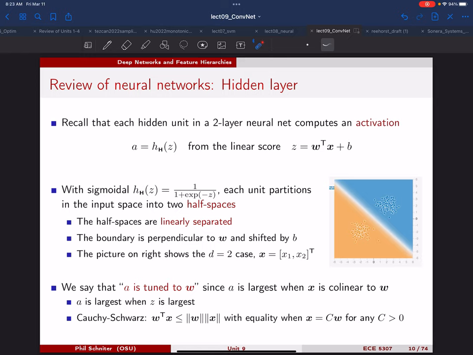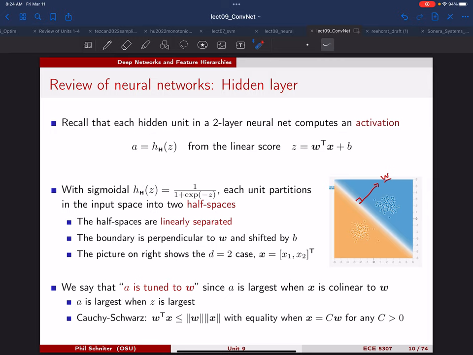Here's our sigmoid. We already saw this when we studied logistic regression. Here we're plotting A versus X1 and X2, and we see this linear boundary, which we learned about when we studied logistic regression. We also know that as a linear classifier, the weight vector W is orthogonal to that boundary. And the bias or intercept B is what's going to shift it up, down, or left, right.